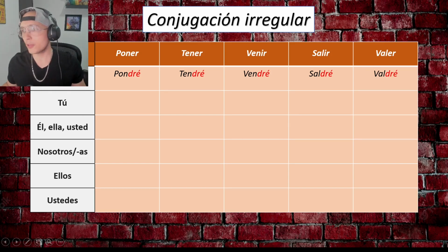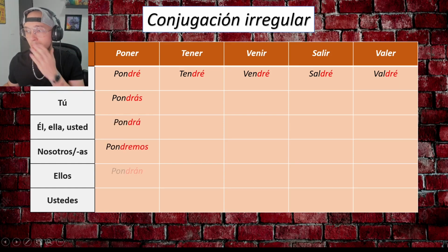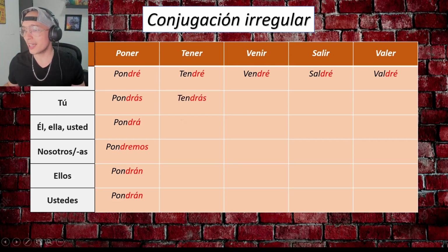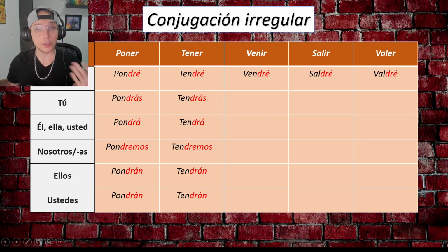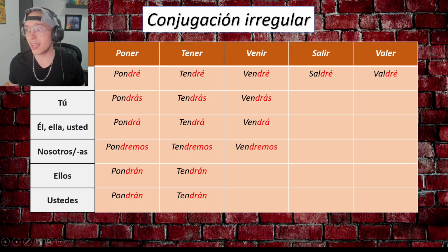So let's go with poner first. So we say yo pondré, tú pondrás, ella pondrá, nosotros pondremos, ellos pondrán, ustedes pondrán. So it will be exactly the same. We are just changing the last vowel to a D. With tener we'll have tú tendrás, ella tendrá, nosotros tendremos, ellos tendrán, ustedes tendrán. Let's go with venir, to come. Tú vendrás, ella vendrá, nosotros vendremos, ellos vendrán, ustedes vendrán.